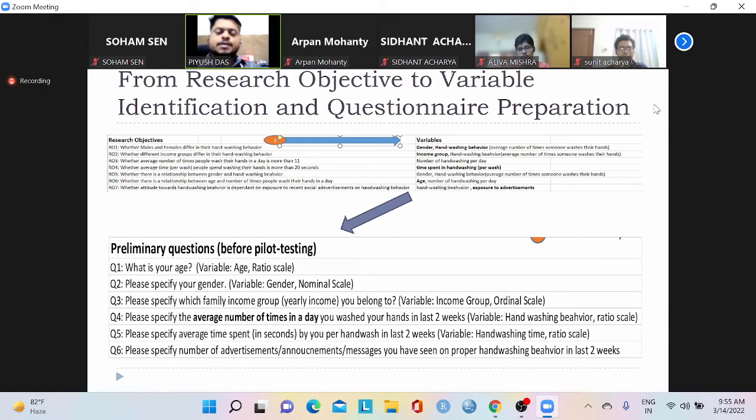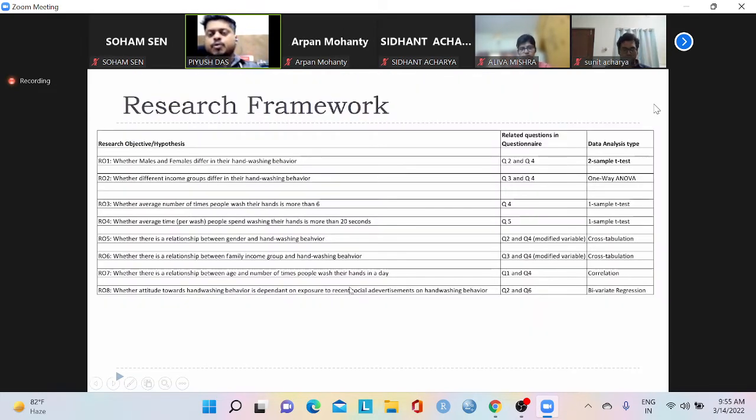Once you collect data, the next point is what kind of analysis you want to carry out, right? For my first question, it was a 2 sample test. For my second question, it was ANOVA. Next 2 questions, 1 sample test, then cross tabulation, correlation, bivariate, right? But I have just used different types of data analysis to demonstrate in the class, not necessarily that you have to use all of them in your research project. If you are using two or three, that is good enough, right? But you should know what kind of data analysis you have to use.